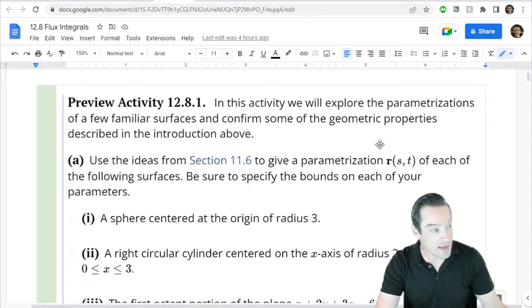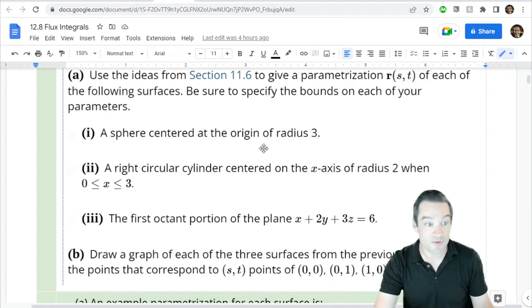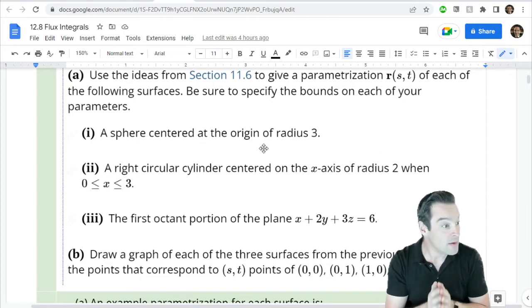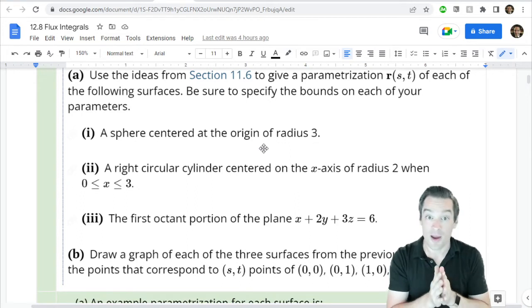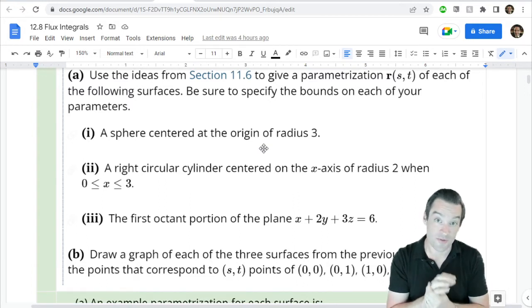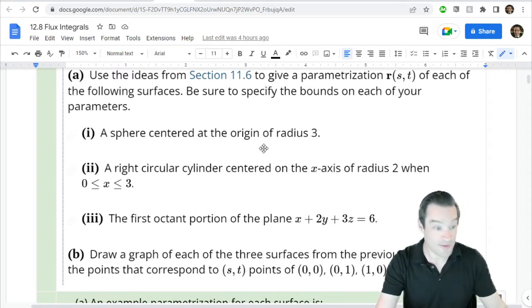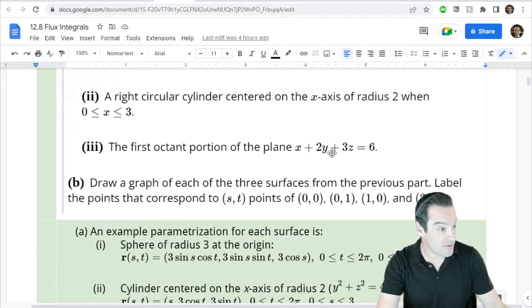So in A, we're given these three different surfaces: a sphere centered at the origin that has a radius of 3, a right circular cylinder centered on the x-axis of radius 2, where x ranges between 0 and 3, and then the portion of the plane x plus 2y plus 3z equals 6, which resides in the first octant. So x, y, and z are all positive. So that piece of plane is actually going to be a triangle with its 3 vertices on the x, y, and z axes and residing in the first octant of x, y, z space.